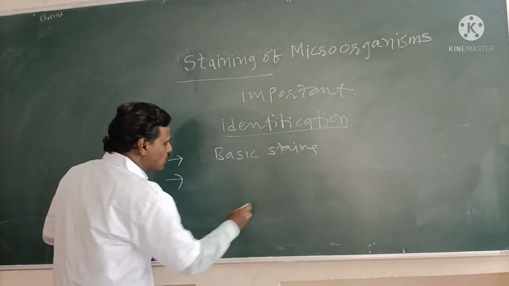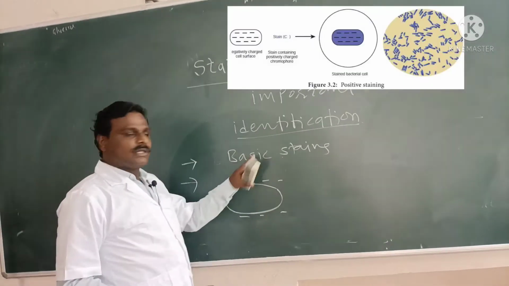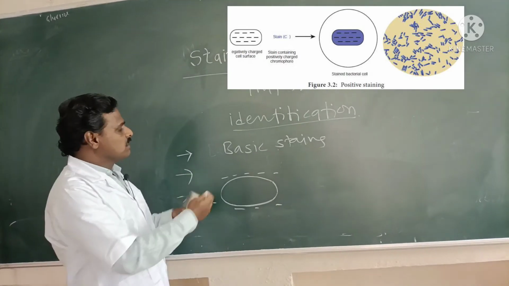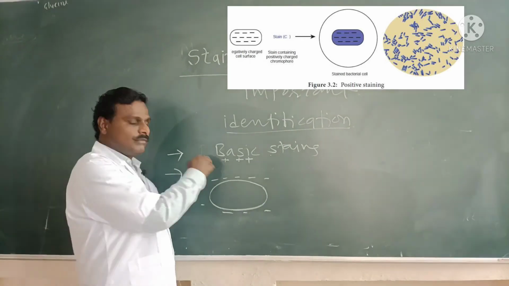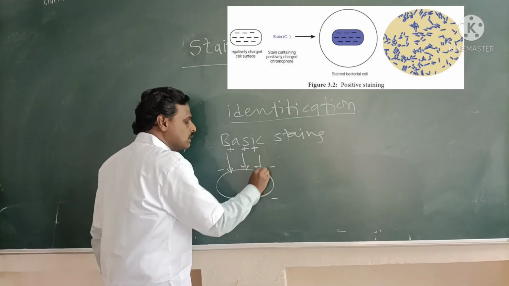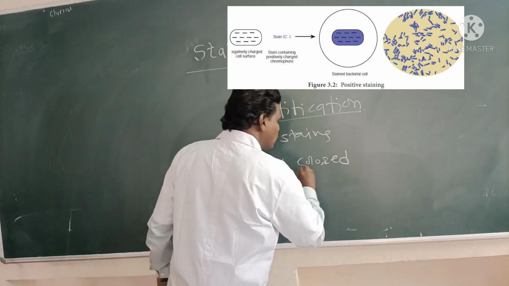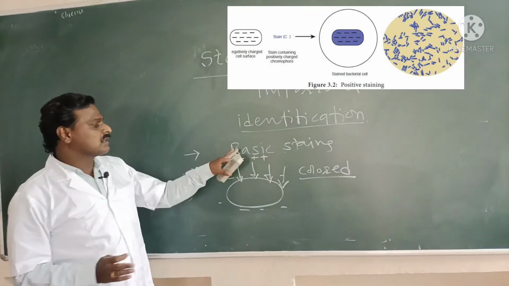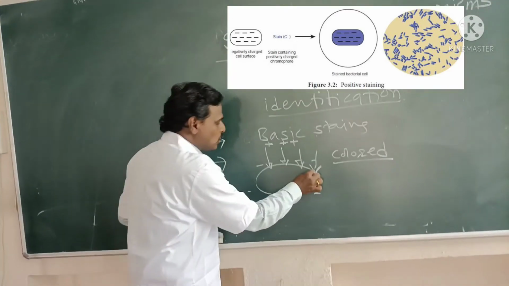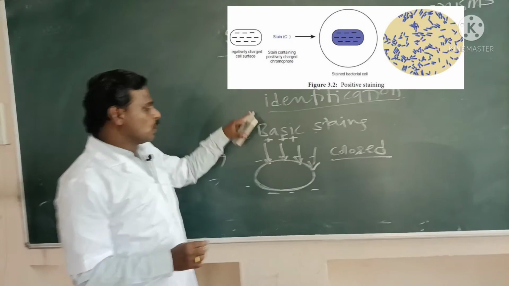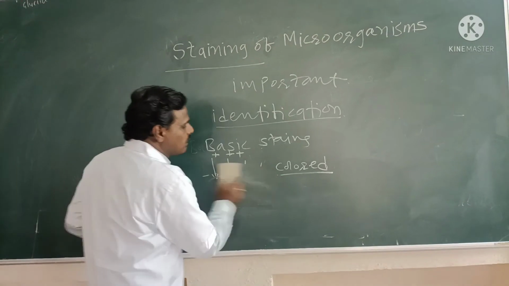The charge on the bacterial cell surface is negative, and basic stains carry a positive charge. When we apply that stain onto the smear, it is absorbed by the cell, penetrates into the cell, and the cell is colored. So one thing we have to keep in mind is that we have to use basic stains, the stains which bear positive charge, because the cell surface has a negative charge, and only then will the stain penetrate and we can observe that particular cell.